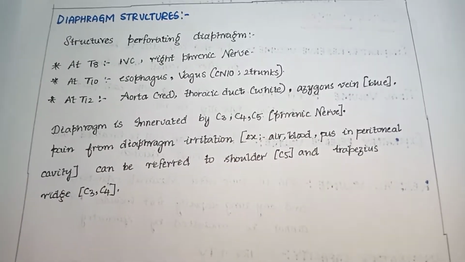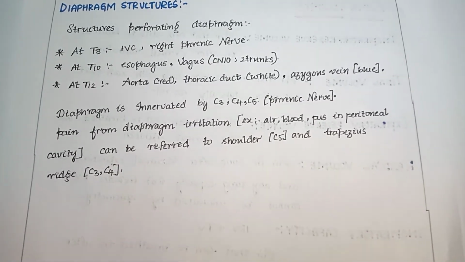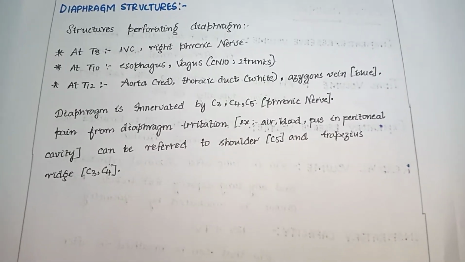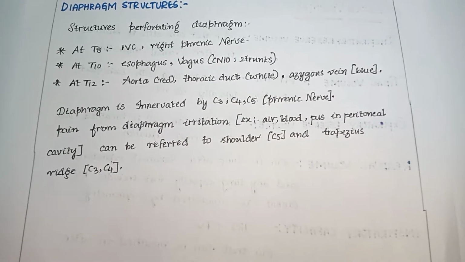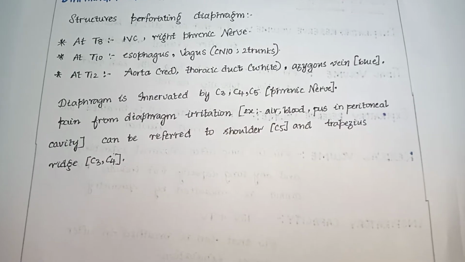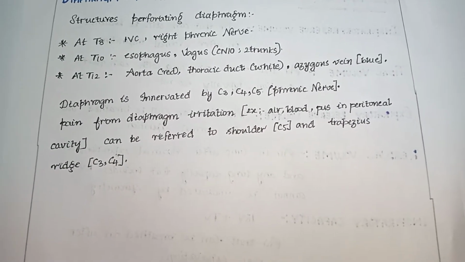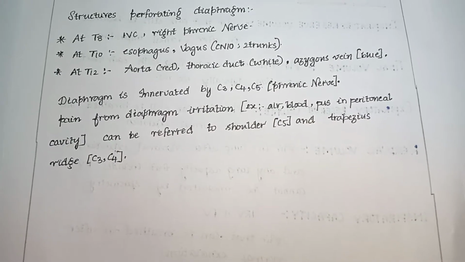Now, let us see the diaphragm structures. Structures perforating the diaphragm: at T8, inferior vena cava and right phrenic nerve. At T10, esophagus and vagus nerve. At T12, aorta, red, thoracic duct, white, and azygous vein, which is blue in color.